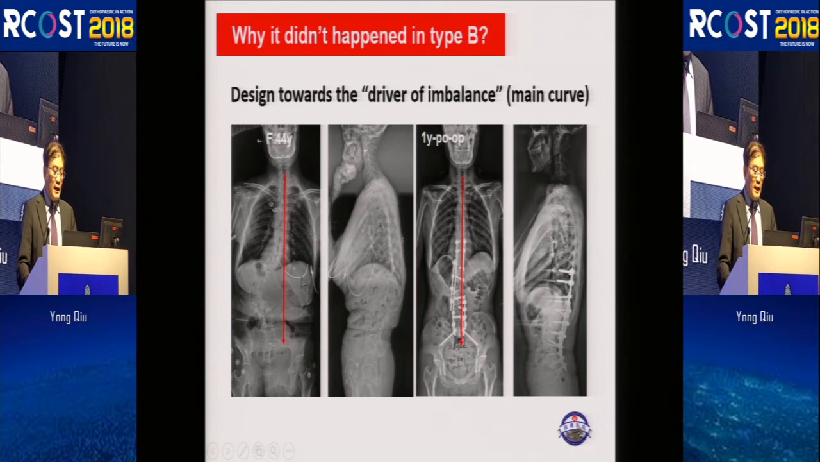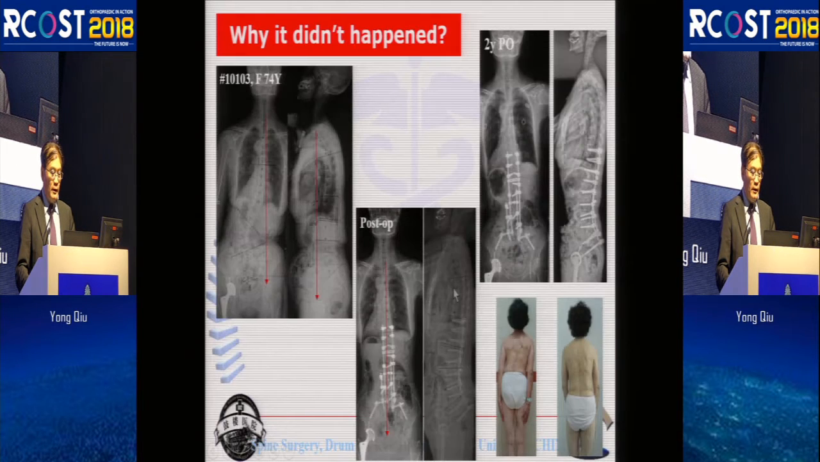So for type B, that means trunk shift to the concave side. Why does imbalance not happen in this patient? Because you can see the driver of imbalance in such a patient is not the fractional curve; it's the main curve. So focus your treatment on the main curve. To identify the driver of the imbalance is very important. Look at this type B patient. We did osteotomy here, at the apex of the main curve. After surgery, you can see the imbalance in the coronal plane is well maintained.